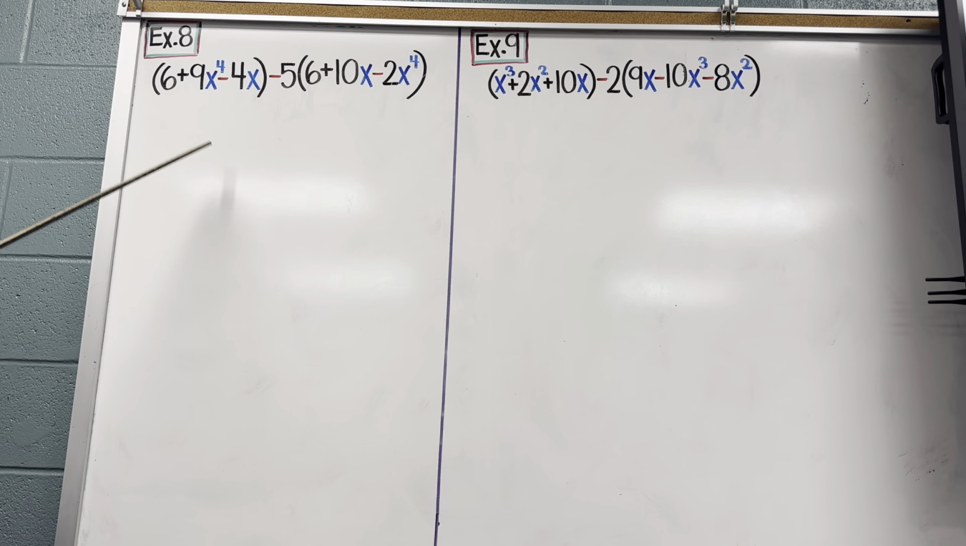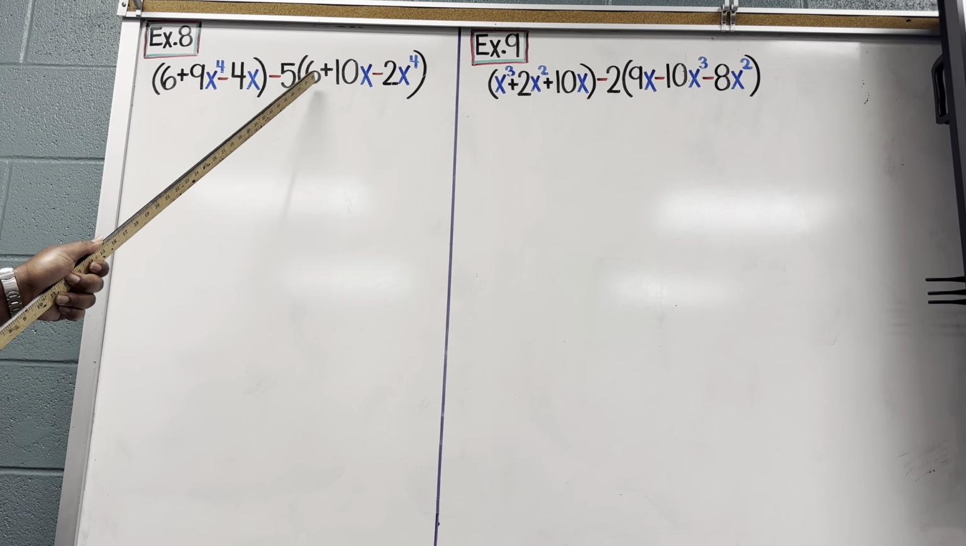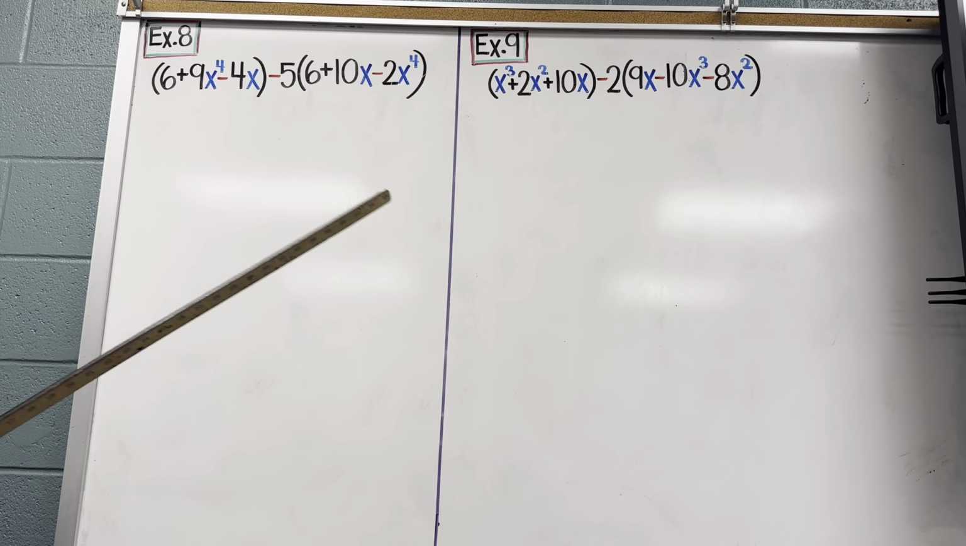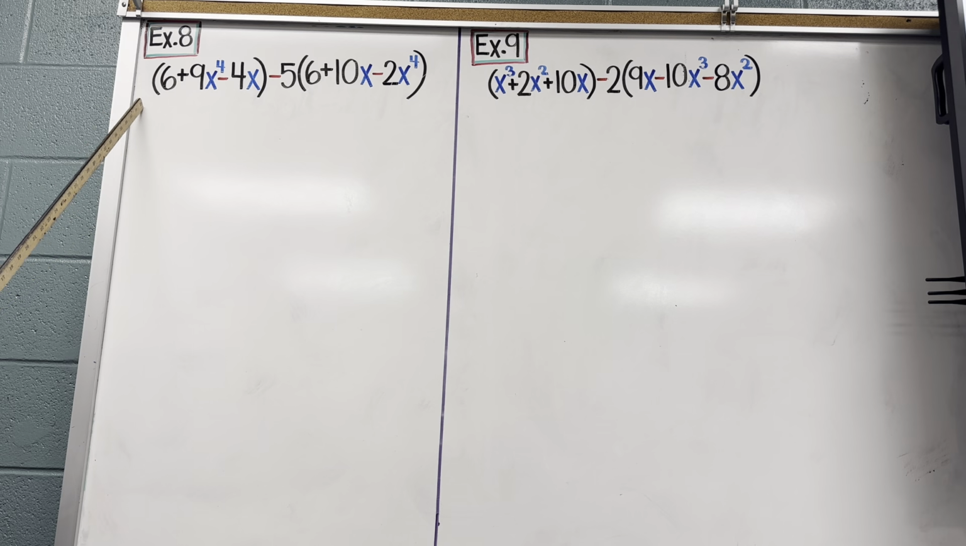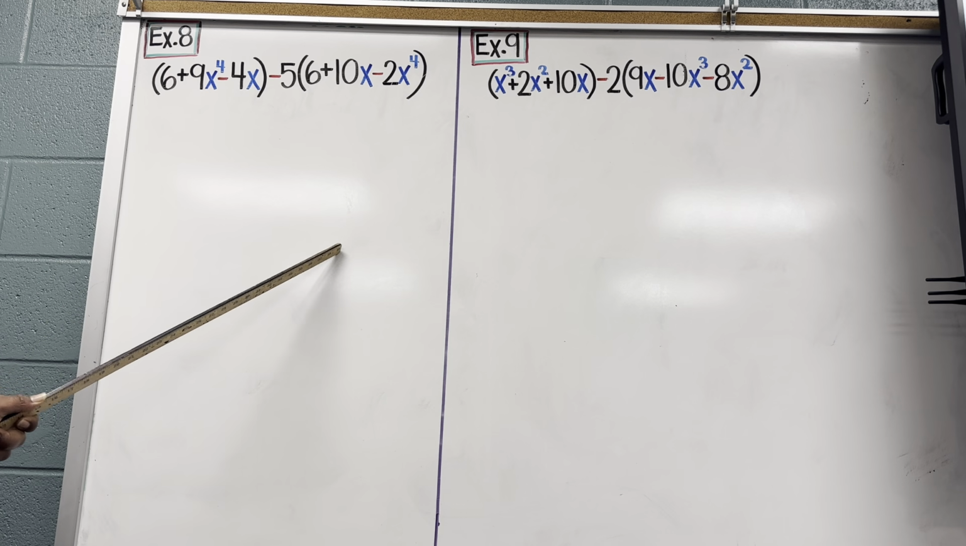So we have this particular expression: parentheses 6 plus 9x to the 4th power minus 4x, parentheses close, minus 5 times 6 plus 10x minus 2x to the 4th power. In this particular problem, we're going to distribute first, and then after we distribute, we're going to combine like terms and then simplify the whole expression.